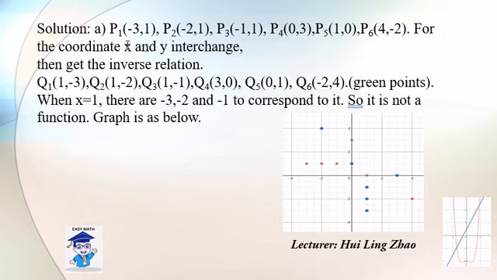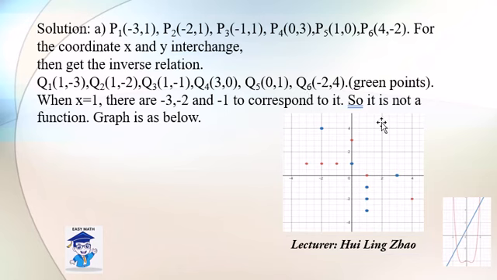Let's see the detail. P1 is (-3, 1), so Q1 is (1, -3). P2 is (-2, 1), and Q2 is (1, -2). P3 is (-1, 1), Q3 is (1, -1). P4 is (0, 3), and Q4 is (3, 0). P5 is (1, 0), and Q5 is (0, 1). The last one, P6 is (4, -2), and Q6 is (-2, 4).